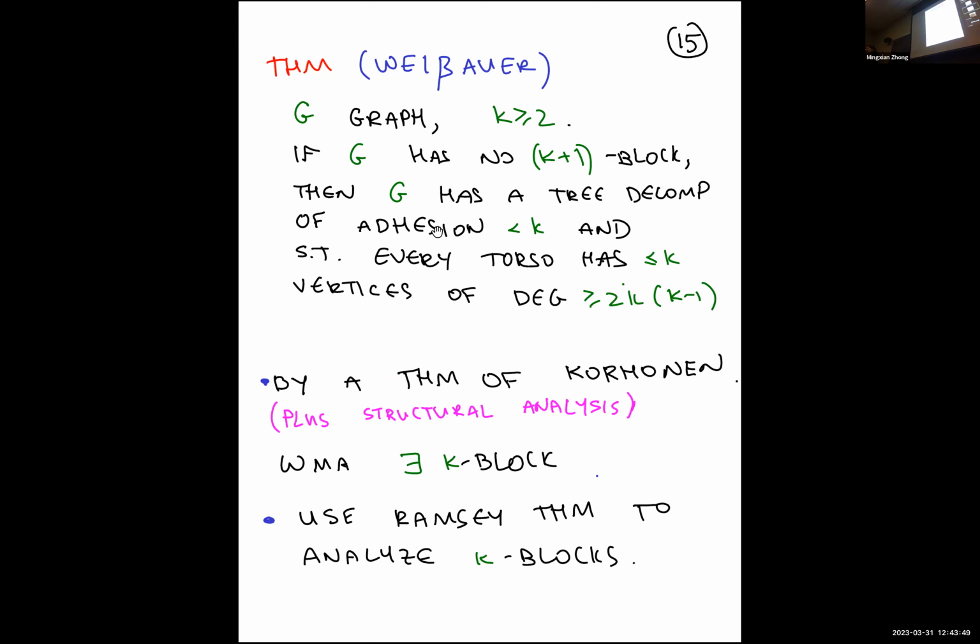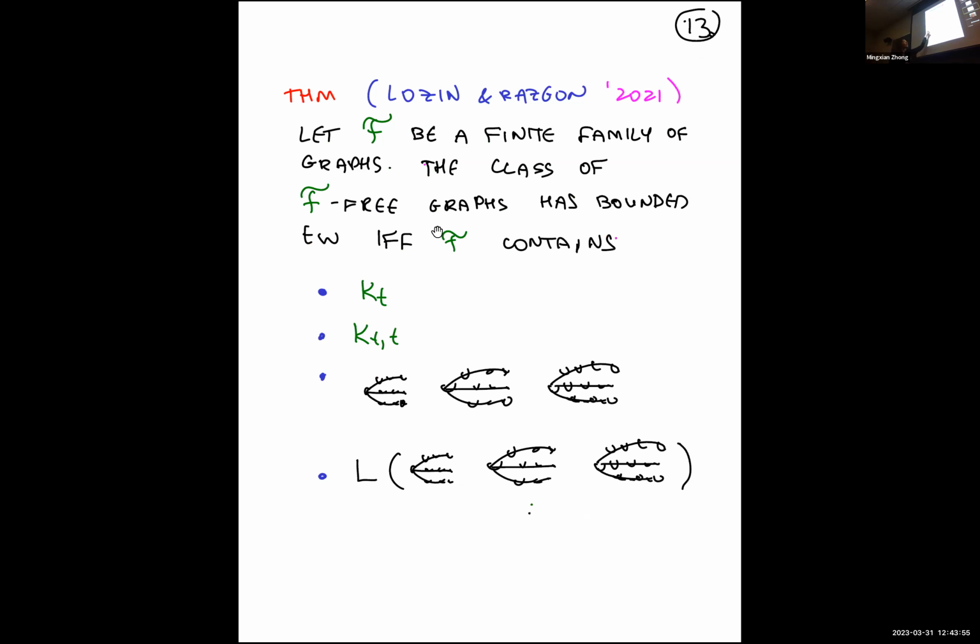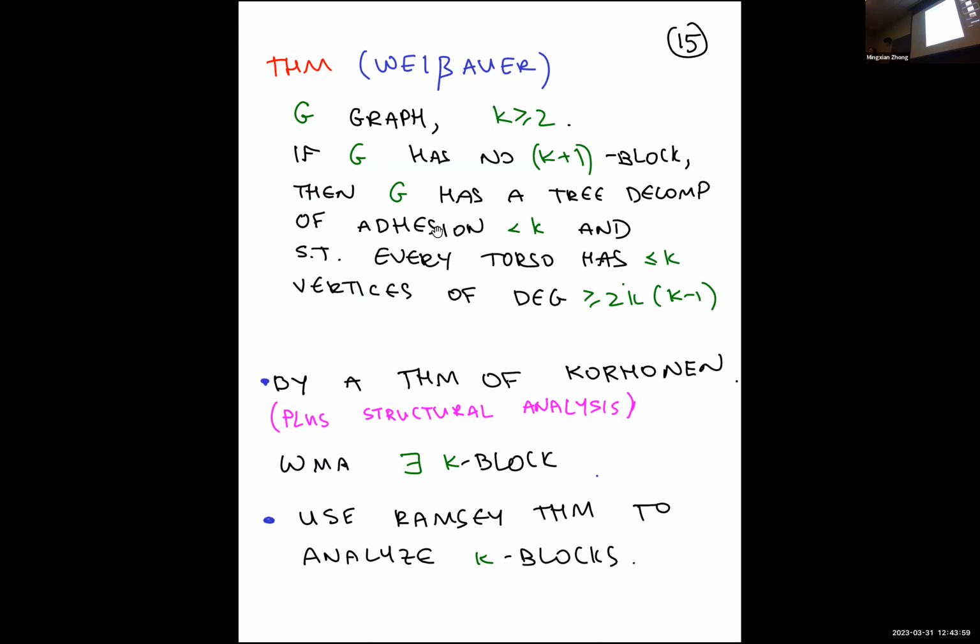It turns out every K block contains one of their obstructions. Either this. Okay, so we saw the Lozin and Razgon theorem, and we said, oh, we're going to do all the same, but we're going to fight much harder with Ramsey theory. And so I don't think they present their proof quite like this, but this is really good.